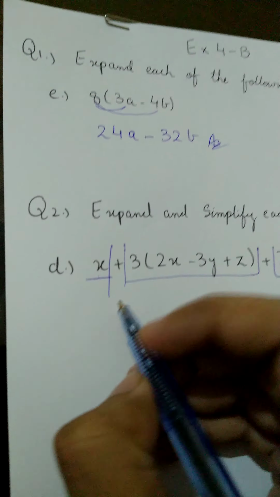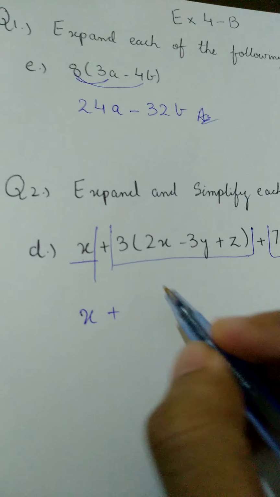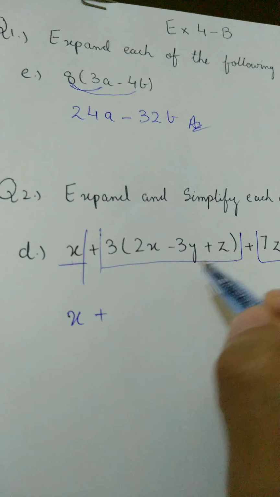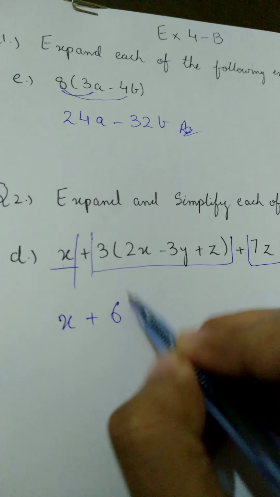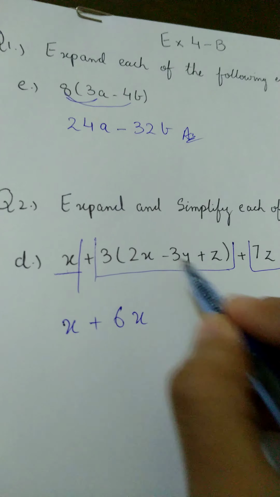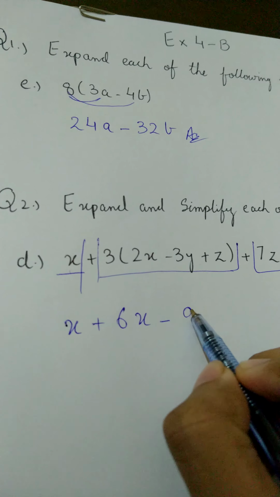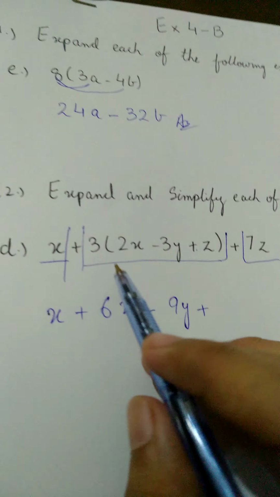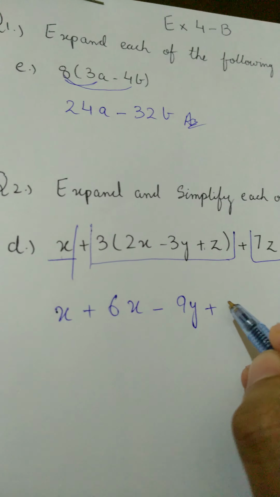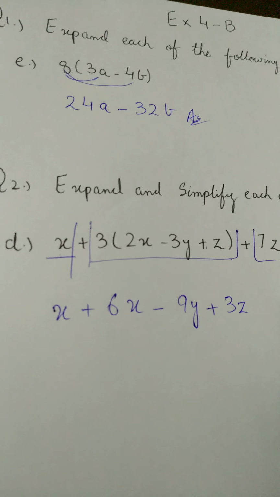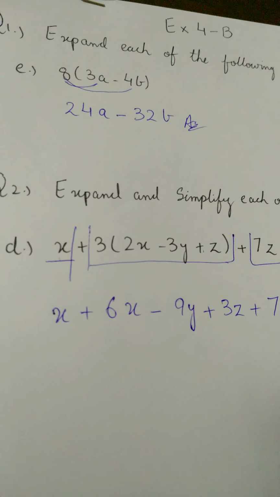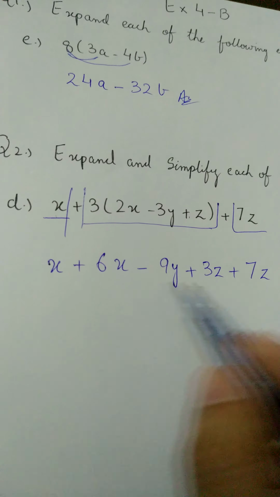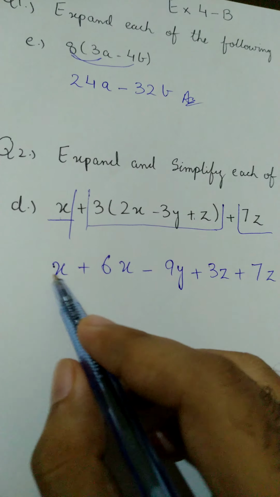So let's start. x will be as it is, plus sign as it is. Now the first thing is always to solve the bracket, so we will solve the bracket. 3 is multiplying with this whole bracket here, so 3 times 2x is 6x, and minus 3 times 3y is 9y, and plus, we have 3 times z would be 3z, and plus sign 7z here. Now we can simply rearrange the values if rearrangement is required. It's not required here, so we simply add the values.